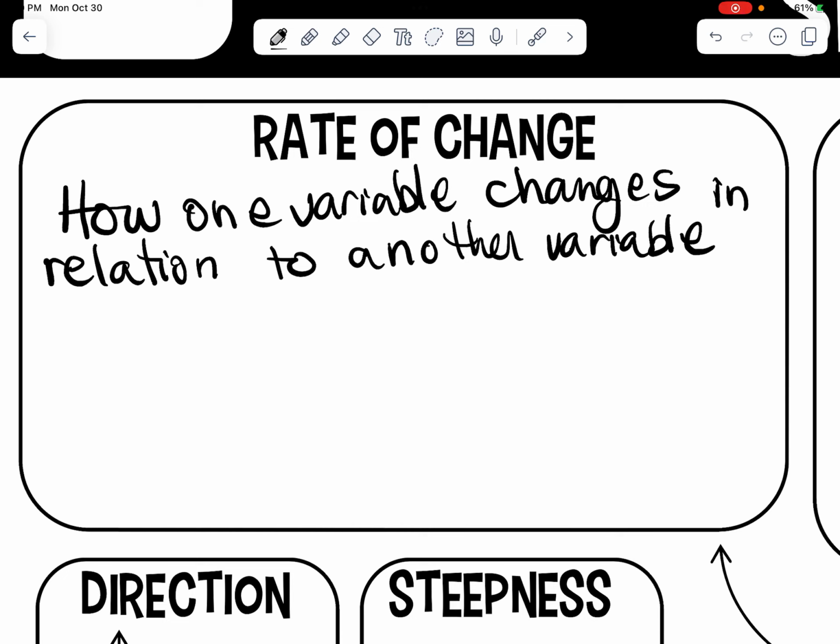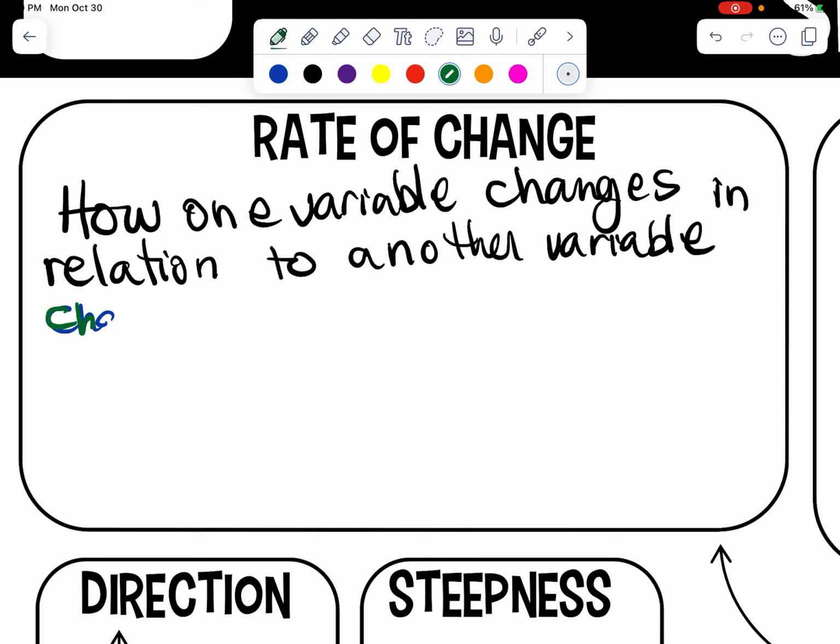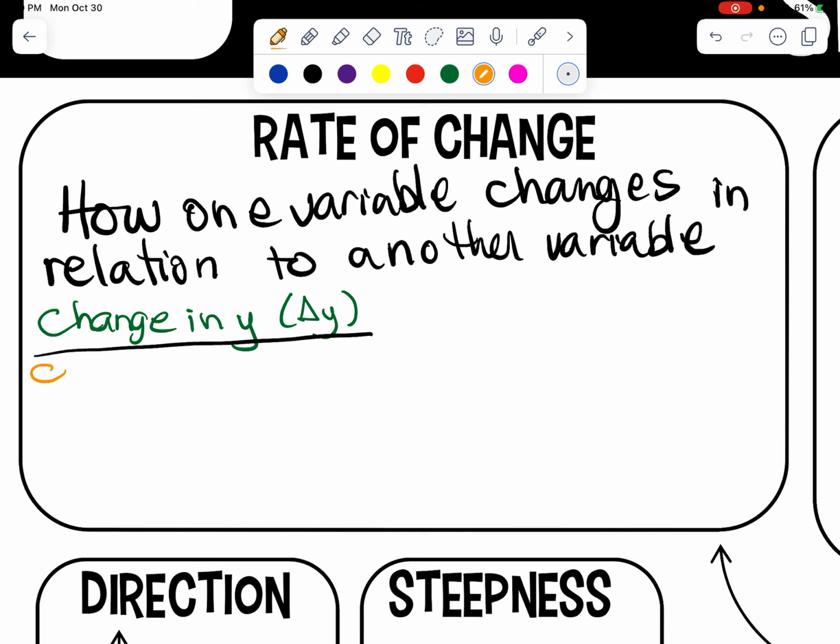Okay, and normally when we've talked about this, we have said, oh, wrong color, sorry. Let's try that again. Change in y, and usually I write it as this, over change in x. And I write it like this.